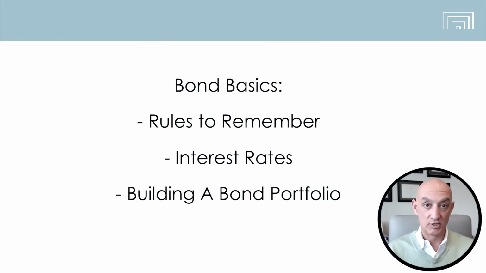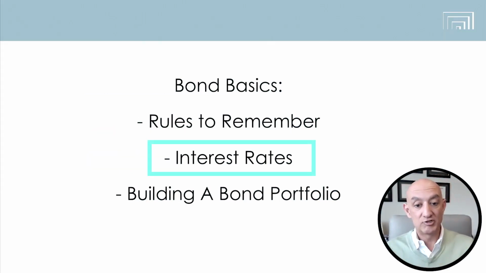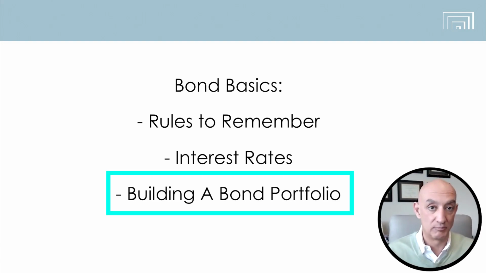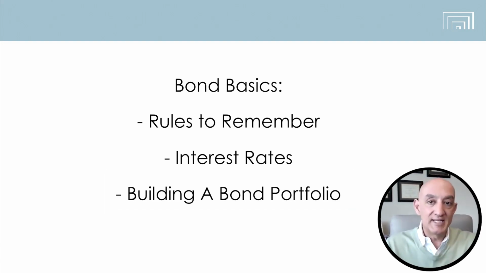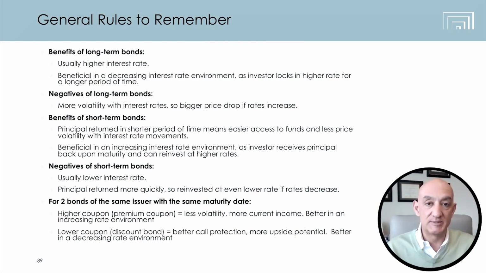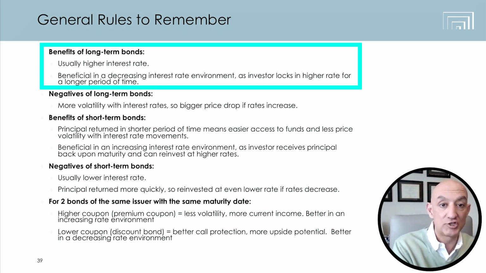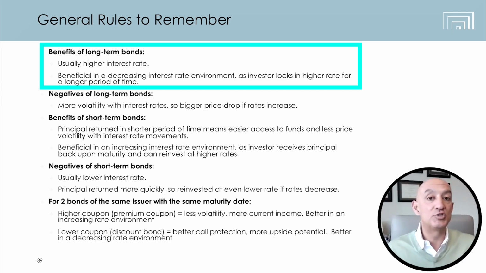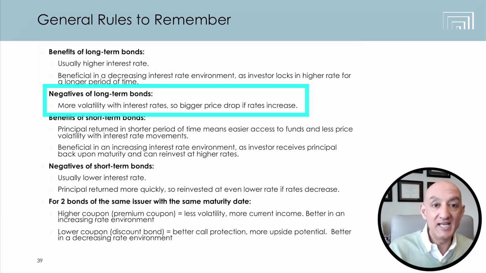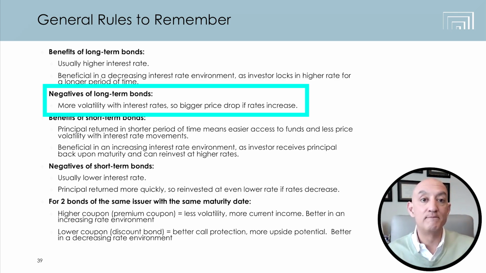Now we're going to summarize this, talk about rules to remember, talk about interest rates, and then talk about how to build a bond portfolio. So the basics of what we were just talking about, generally speaking, the benefits of longer-term bonds are that they will usually pay a higher interest rate because you're taking more interest rate risk. They're beneficial in a decreasing interest rate environment because you get to lock in the higher rate for a longer period of time. The negatives of long-term bonds are that they have more volatility with interest rates, so they'll have a bigger price drop if rates increase.